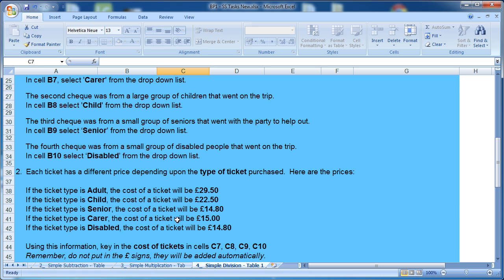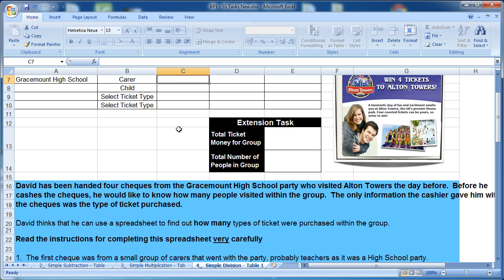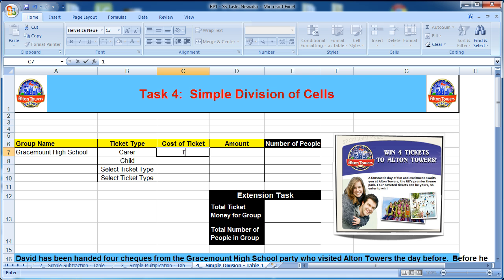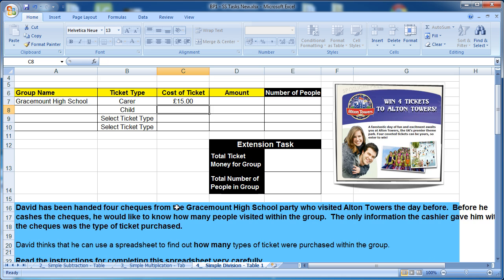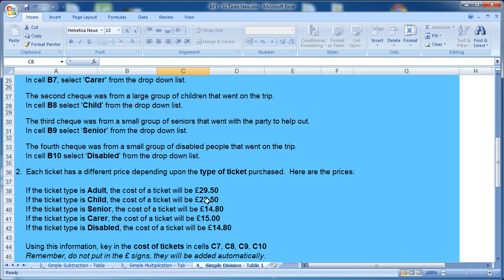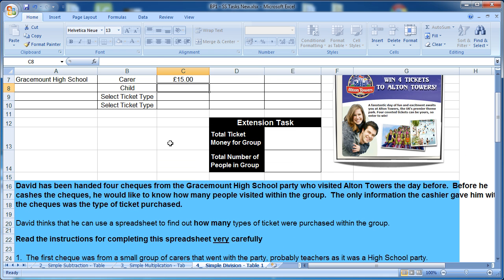So we only have to pay £15 for that. Each ticket for a carer is £15, so we'll pop that in there. Whereas a child, who has absolutely loads of fun at the theme park, has to fork out a grand total of £22.50. So we can pop that in there, and again, you can finish off this other information.